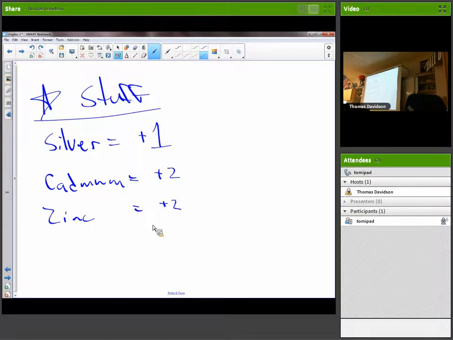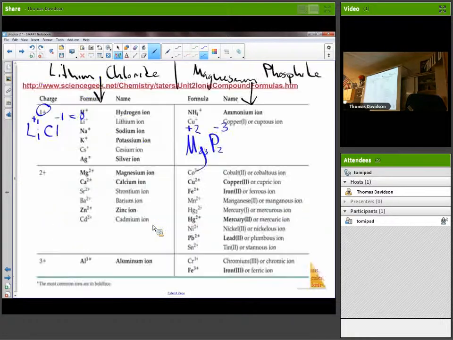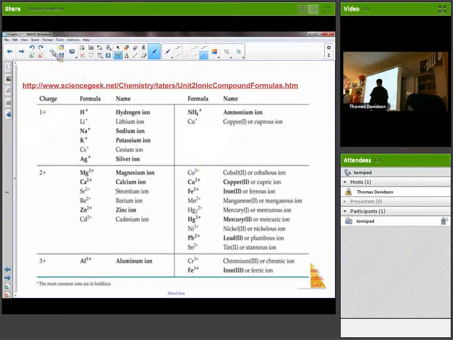Go grab an iPad. Don't worry. Any of those messages, just hit cancel or whatever. Don't even worry about them. You're just going to the internet, Safari or wherever you want to try. Doesn't matter to me. And I don't know how good your eyes are, but you're going to type in that internet site at the top. Now, I did not test this on iPads this morning. It may not work, but I think it'll work. ScienceGeek.net/chemistry/tater/unit 2 Ionic Compound Formulas.htm. Have fun.